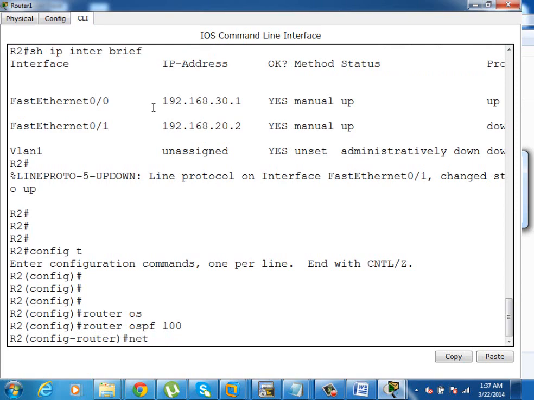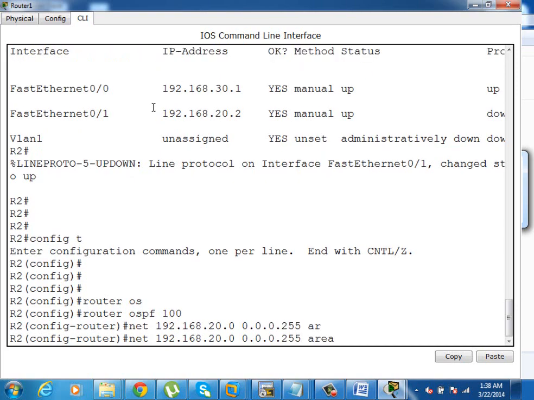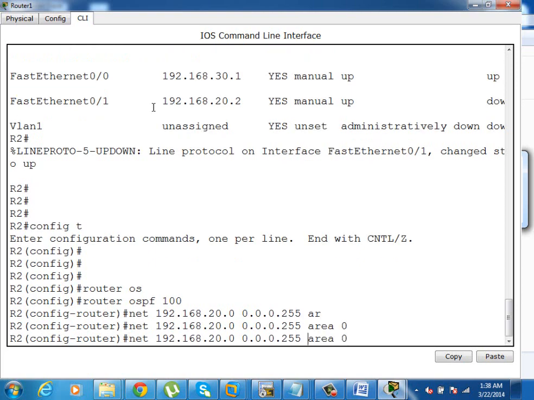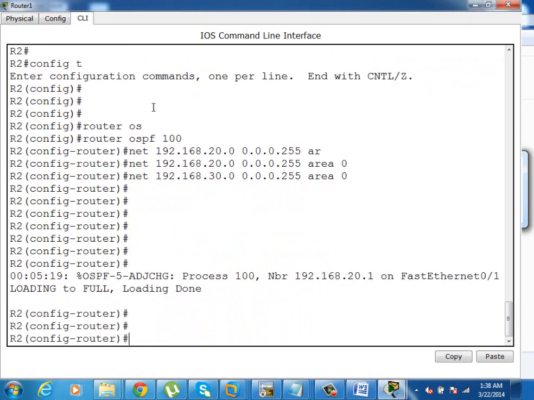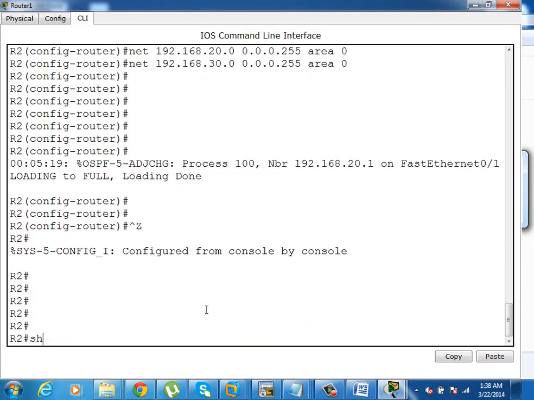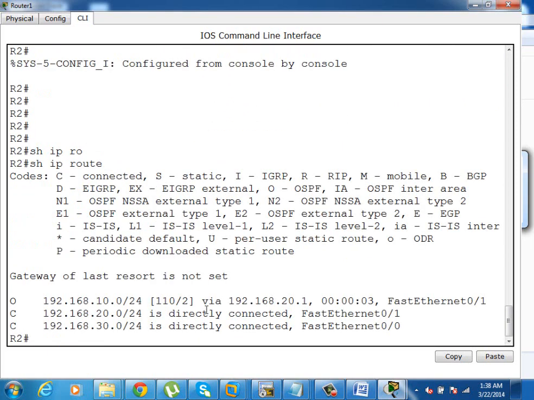So I just say network 192.168.20.0, area. Oh, sorry, 0.0.0.255 area 0. Then I put 30. Then immediately I receive updating or loading done, meaning the routing has succeeded. So I peer out, you can see 30 comes up, even though the process ID is different. Why? Because router 1 and router 2 have a maximum of one database only.